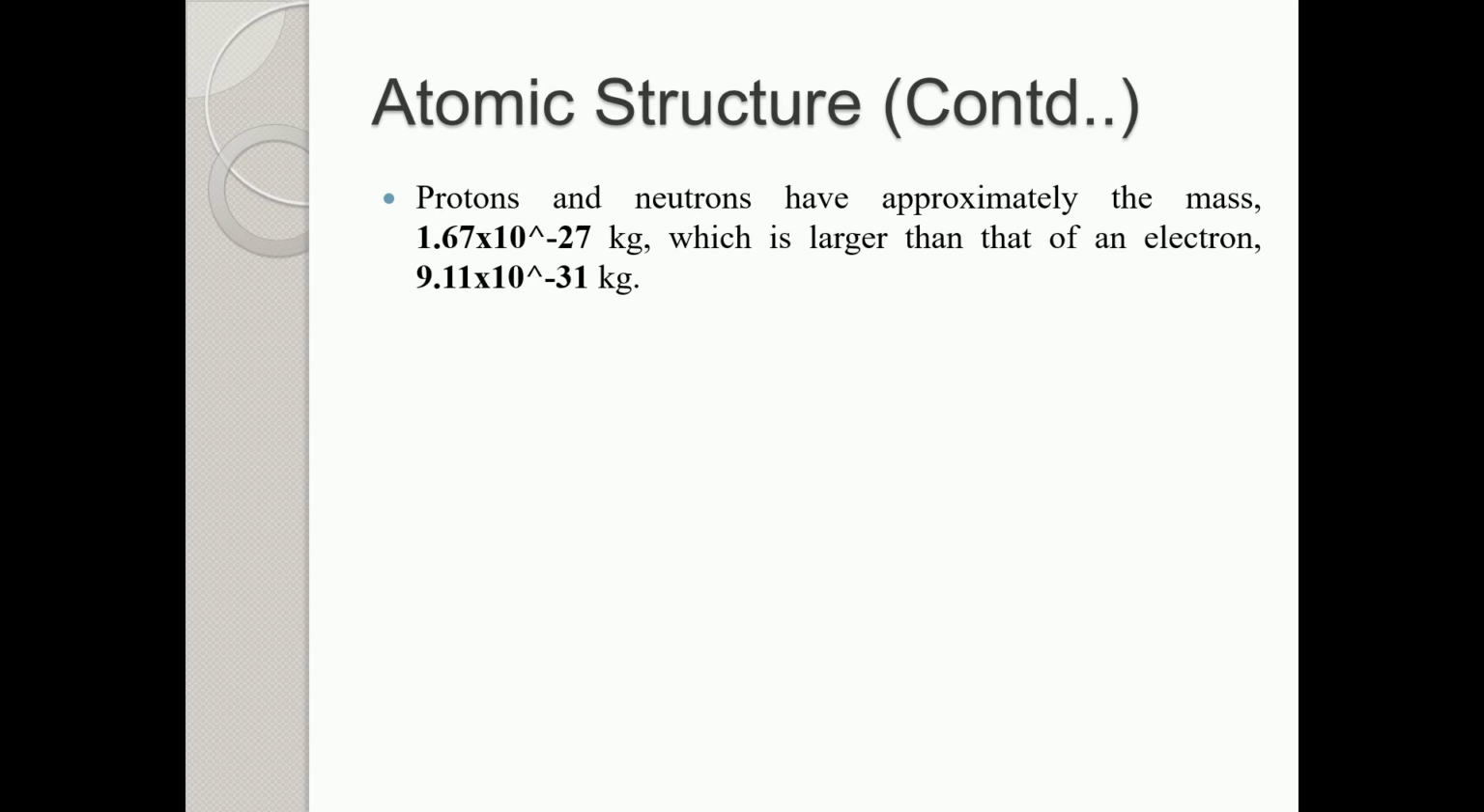Protons and neutrons have approximately the same mass, that is 1.67 × 10^-27 kg, which is larger than that of the electron. So the mass of the proton is 1.67 × 10^-27 kg, whereas the mass of the electron is 9.11 × 10^-31 kg. So from this figure we can say that protons are quite heavy, that is, the mass of the proton is quite large compared to the mass of the electron. So electrons are lighter and protons are heavier.